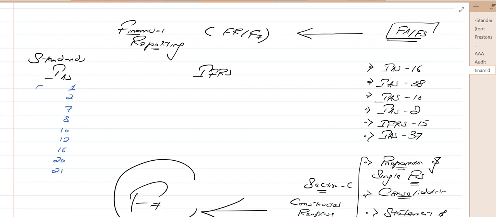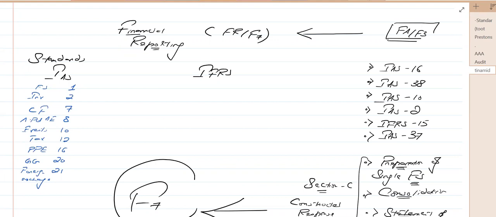So IAS 1 is about financial statements, 2 is about inventory, 7 is about cash flow, 8 is about accounting policies and accounting estimates. IAS 10 is about adjusting and non-adjusting events. 12 is about taxation. 16 is about property, plant, and equipment. 20 is about government grants. And 21 is the effects of changes in foreign exchange rates. So it's about Forex, foreign exchange rates.